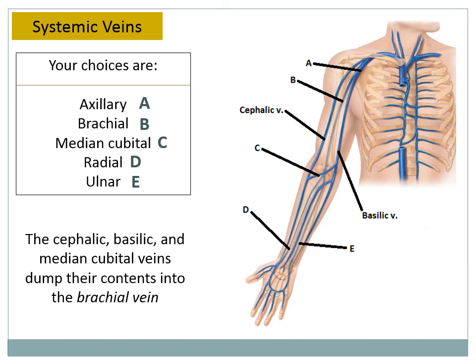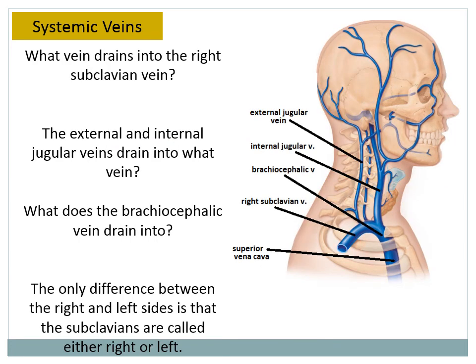So the cephalic, basilic, and median cubital veins all dump their contents into the brachial vein. So those three additional veins that don't correspond with arteries that we've talked about are going to dump into the brachial vein. We also have other veins that we're going to take a look at here. So the right subclavian, the brachiocephalic, your internal and your external jugular vein.